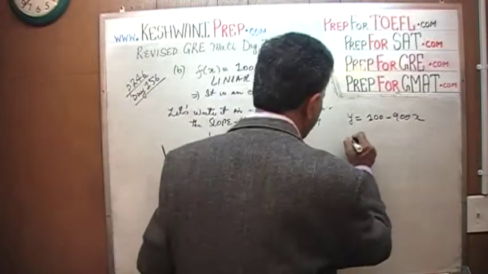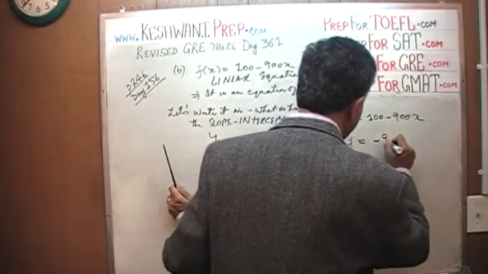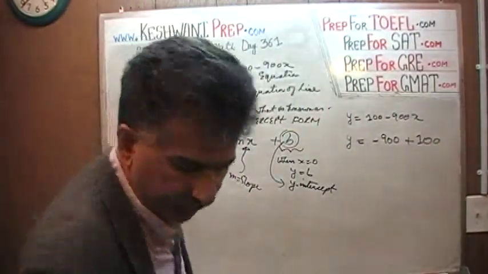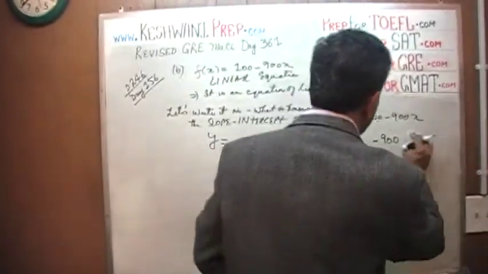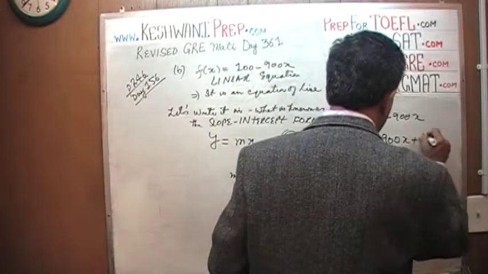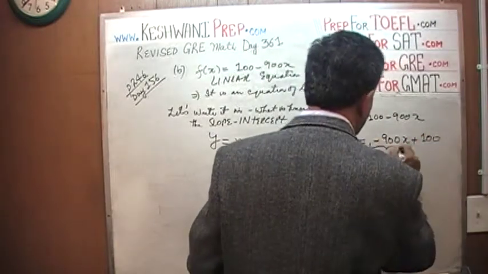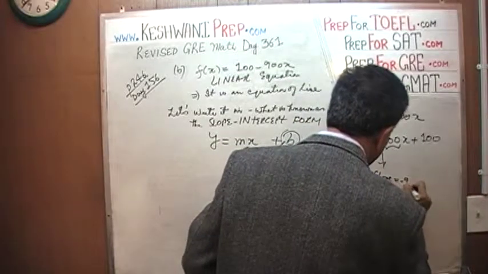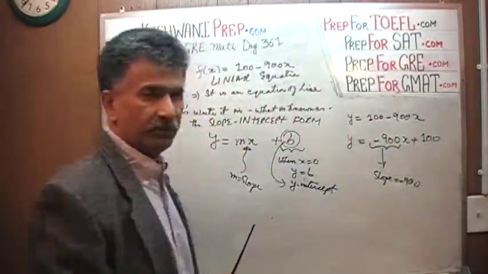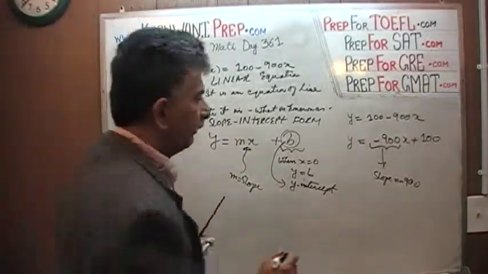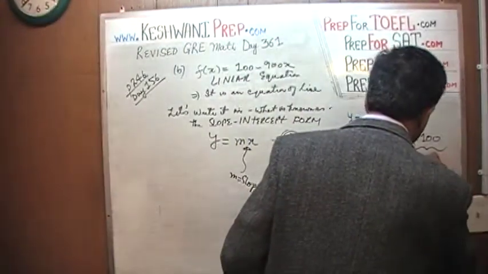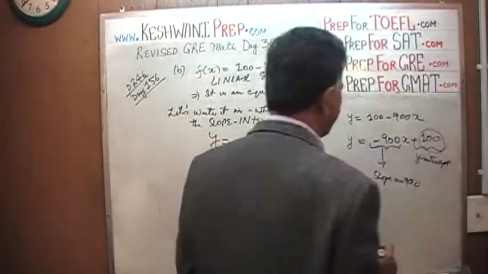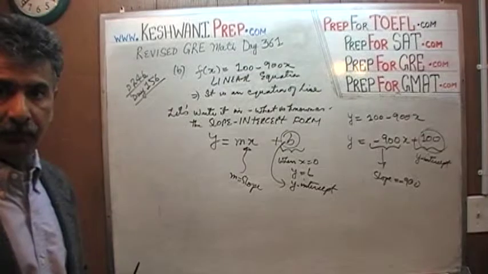So it has to be written as y is equal to negative 900x plus 100. And now we can see that the slope of this line is negative 900, and the y-intercept is 100. Let's plot it, shall we?